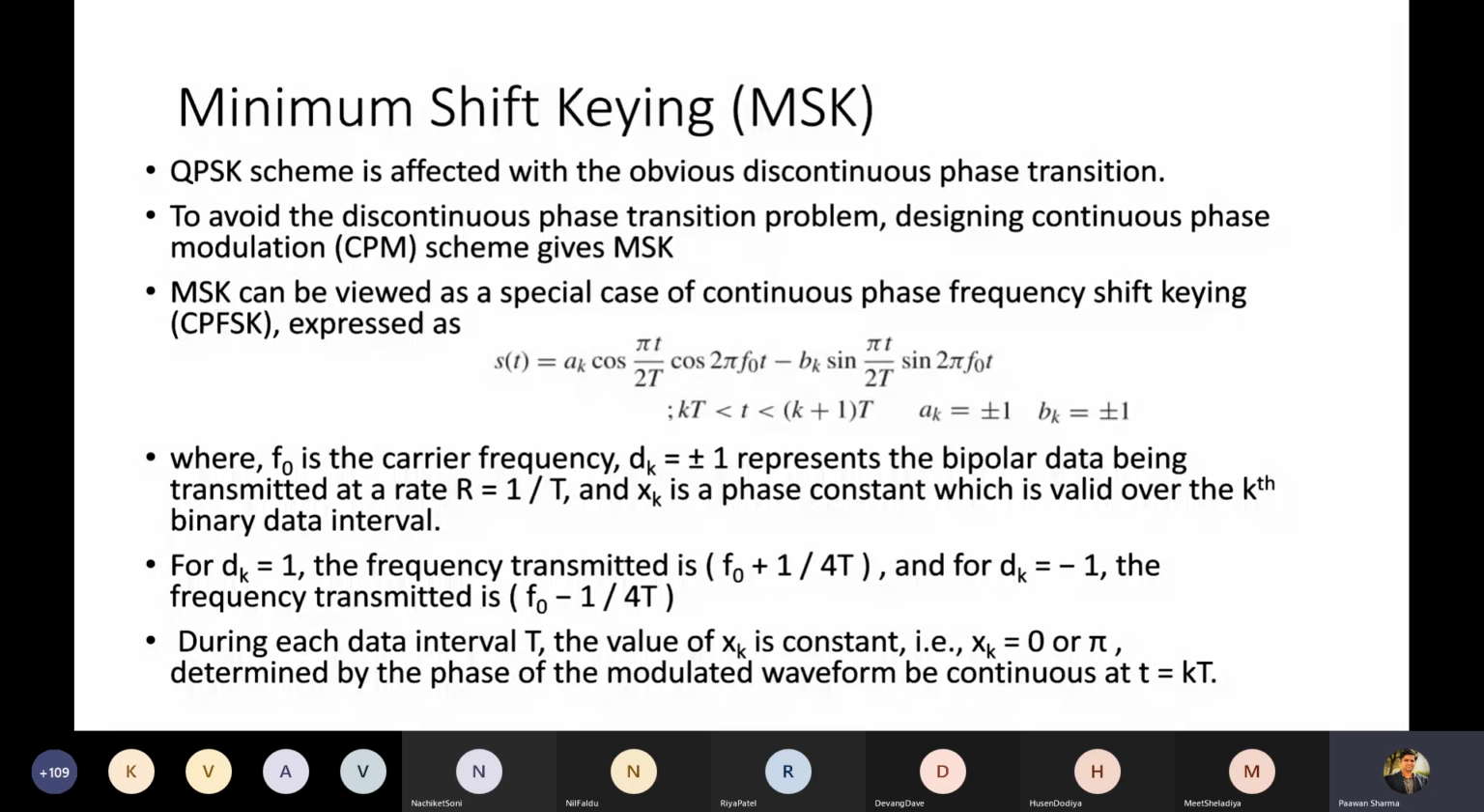In a similar fashion, MSK, which is continuous phase QPSK, again comes with certain criteria. What is that criteria? Let's look at it. MSK can be viewed as a special case of continuous phase FSK, which is expressed by this formula: s(t) = a_k cos and cos minus b sin and sin. This formula looks complex, but don't be confused. f0 is your carrier frequency and d_k is plus or minus 1, depending on the bipolar data.